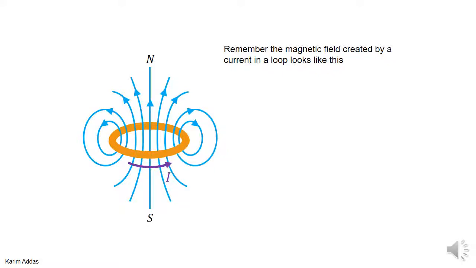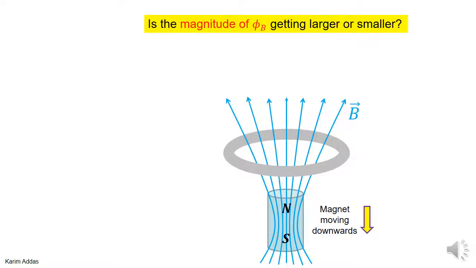Okay, we're going to state now Lenz's law for the second case. So remember, what's the relationship between the current in a loop of wire and the magnetic field that's created due to this current? If you put your fingers in the direction of the current, the thumb points in the direction of the magnetic field. So if we have now the magnet going downwards, we ask the same question.